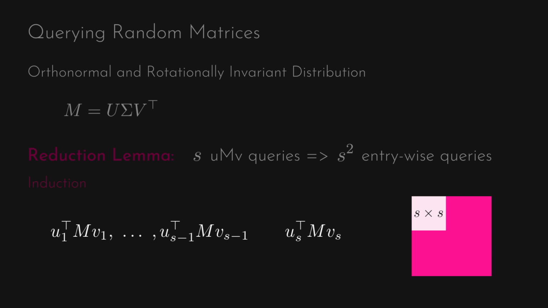This is powerful because entry-wise queries are easier to analyze. And we have a way to go from any S queries in the UMV model to S squared queries in the entry-wise model. So I hope this finds some neat uses in the future.